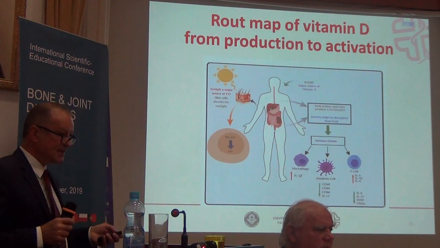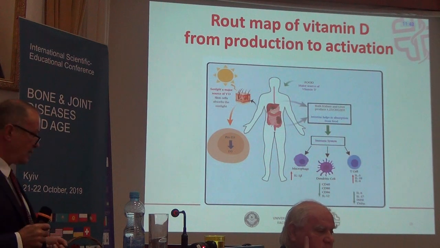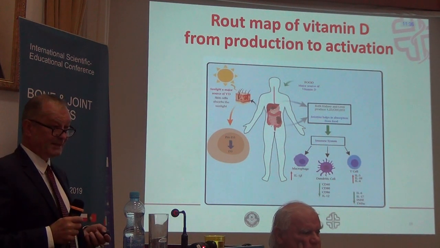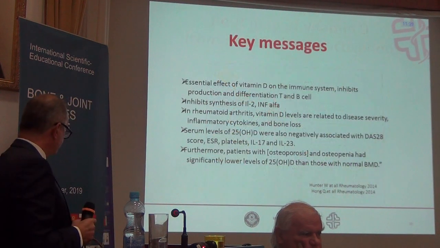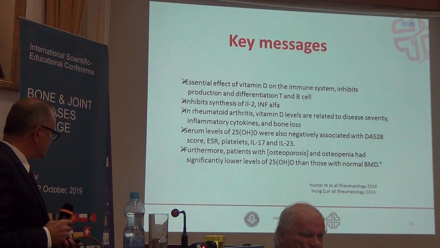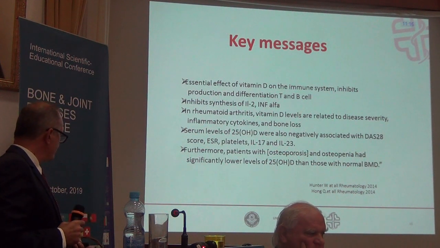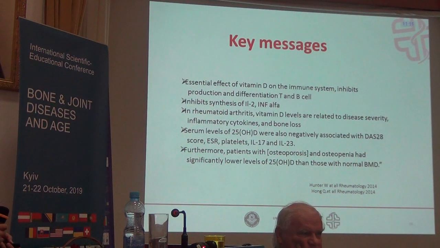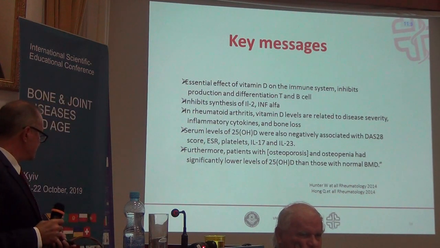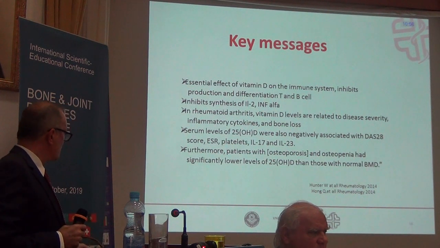And finally, it's well known, we hear many presentations about vitamin D, but I would like to say just some special role of vitamin D in the case of inflammation. An essential effect of vitamin D on the immune system: it inhibits production and differentiation of T and B cells, and inhibits synthesis of interferon alpha. In rheumatoid arthritis, vitamin D levels relate to disease severity, inflammatory cytokines, and bone loss. Furthermore, patients with osteoporosis and lupus can have lower levels of vitamin D than those who are normal.